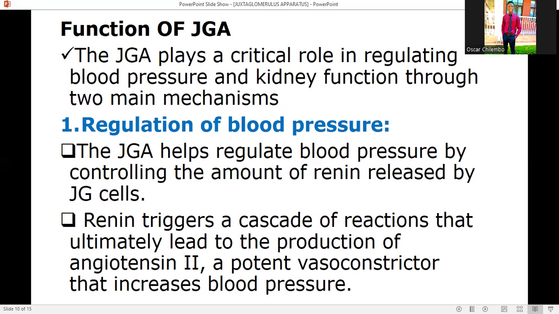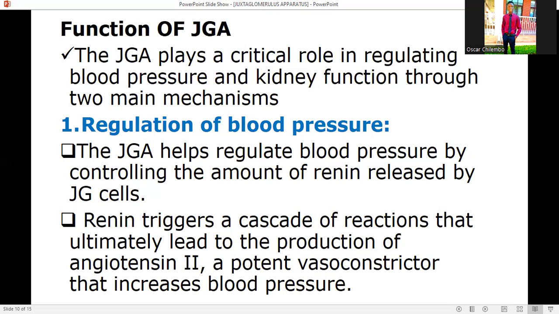Now there are some important mechanisms on how they perform their function. The function of the juxtaglomerular apparatus: why does it exist? Why is it there? What's the significance of it being there? The juxtaglomerular apparatus plays a critical role in regulating blood pressure and kidney function through two main mechanisms. What are these two main mechanisms? The first is the regulation of blood pressure, which I explained.